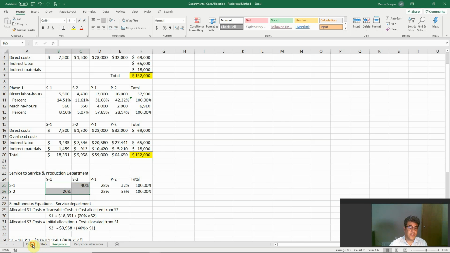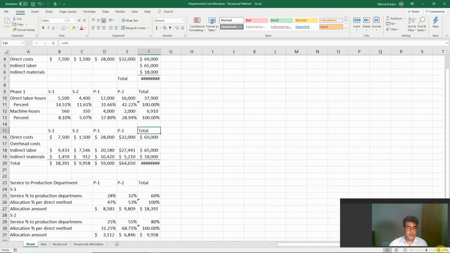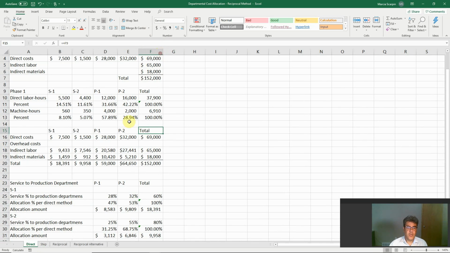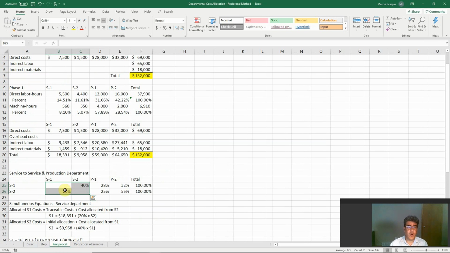This is not possible to do using the direct method, which does not consider these relationships, or the step method, where we need to delete the service 2 to service 1 because we cannot go from the left to the right and from the right to the left again. So reciprocal, that is why we call it reciprocal, because we work with simultaneous equations.